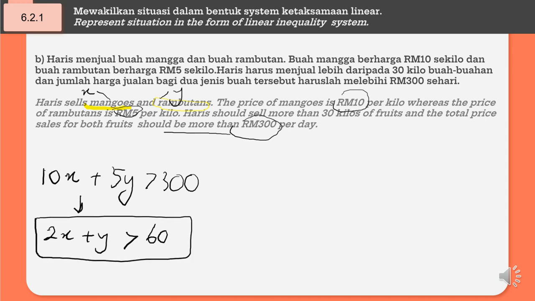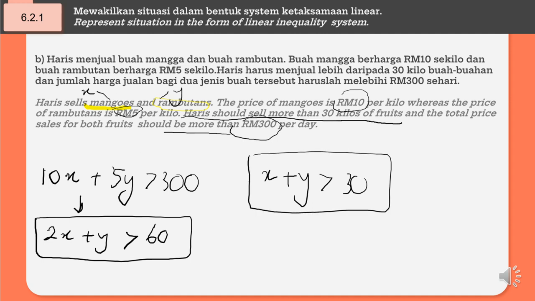The second one, we have Haris should sell more than 30 kilos of fruits. More than 30 kilos. It already says that mangoes and rambutan are sold per kilo, and we don't know how many kilos of each. So mangoes x plus rambutans y more than 30 kilos. So this one is the second inequality.